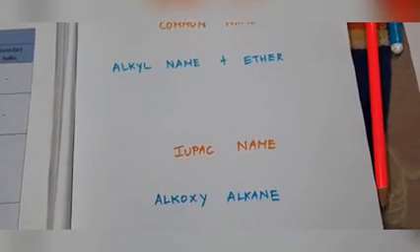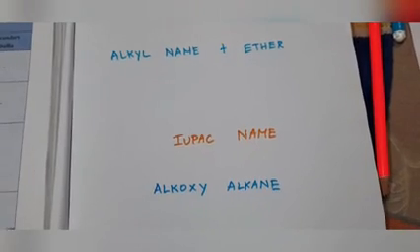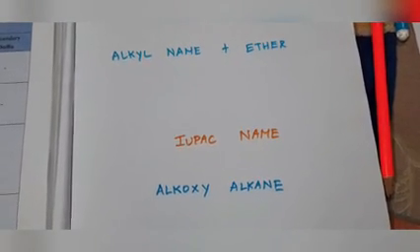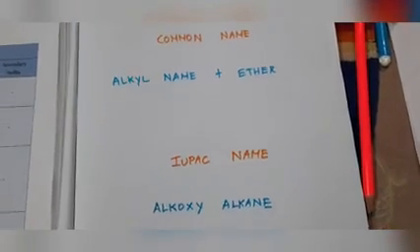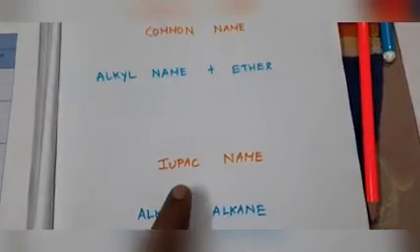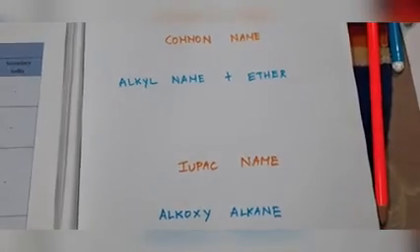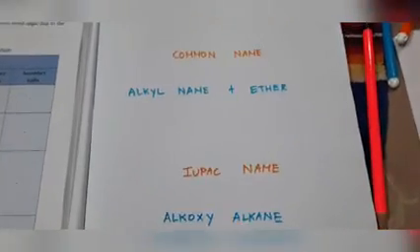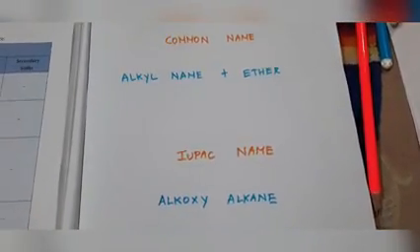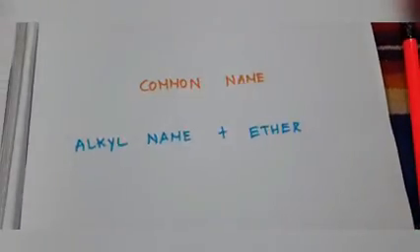Some of you have two names. In your certificate you have one official name, but at home they call you some pet names. Like that, ether also has one official name. That official name is called the IUPAC name. The general name is called the common name. First, we are going to learn about the common name.